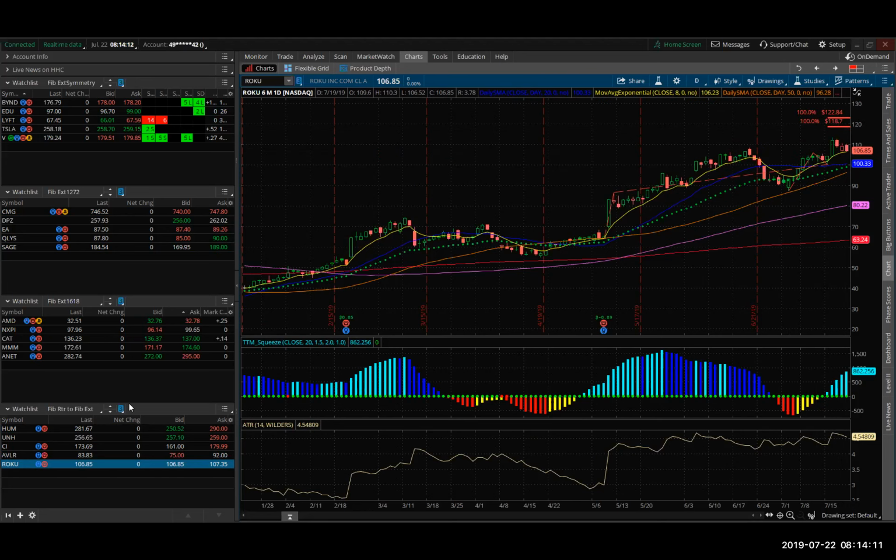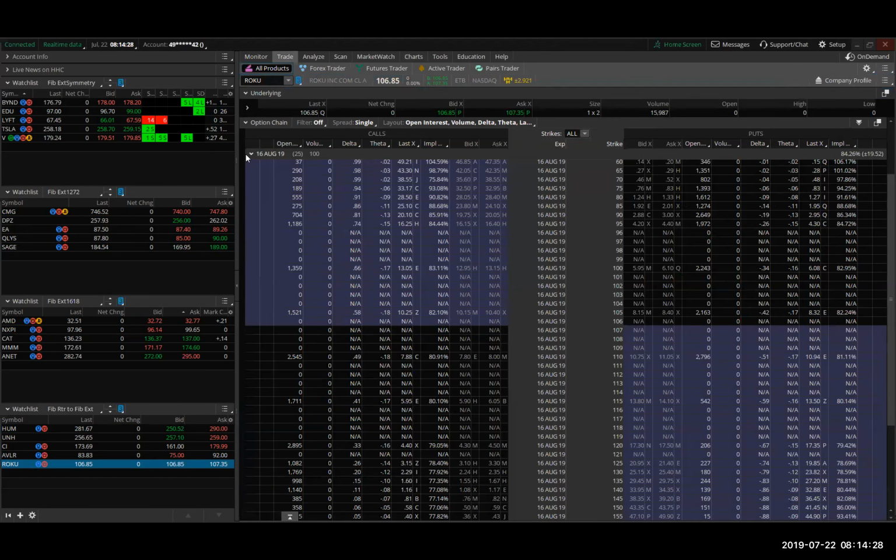Okay? All right, so how would I trade the options off of this? Well, very simple. Let's just say I'm trading, let's take Roku. I'm looking at Roku and it's at 106, all right? And it's actually green today, right? It's starting to move up. So I'm gonna look over here and go, well, how would I trade this?